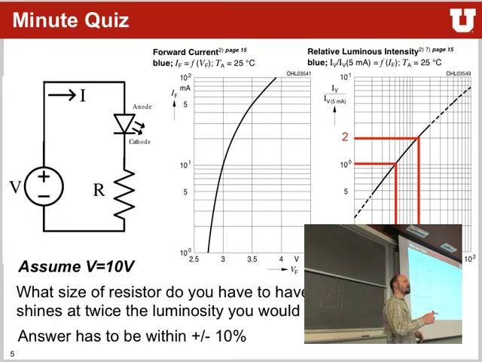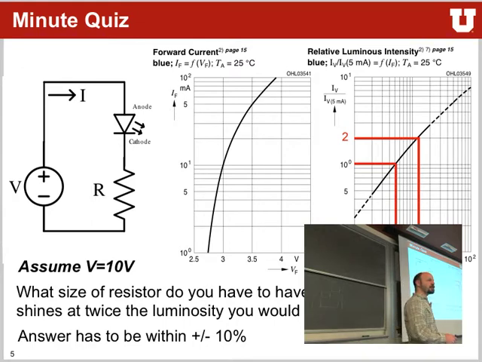So now we know we have 3.5 volts over the diode at 15 milliamps, right? So over the resistor, we have 6.5, because over the total we have 10 volts. So if we have 6.5 volts through the resistor, and we want 15 milliamps, what do we get? About 400-ish, 433 ohms. Right.